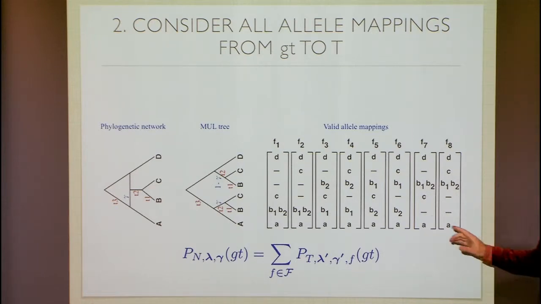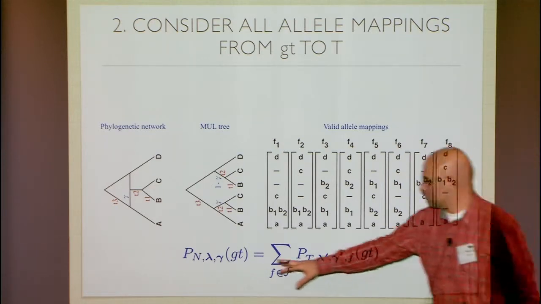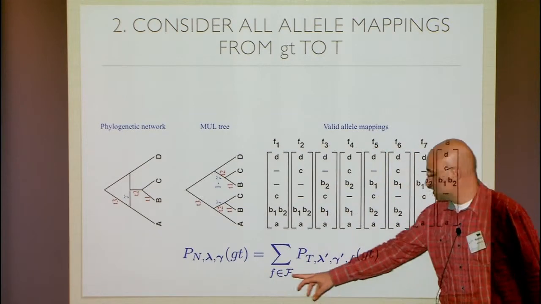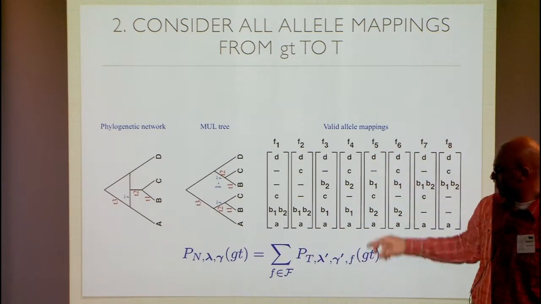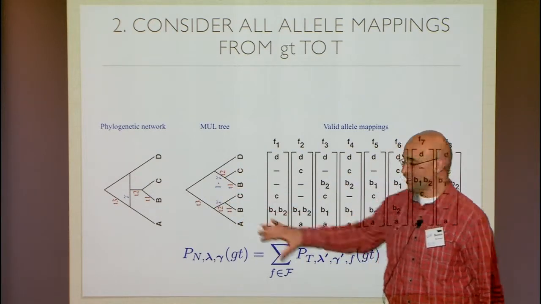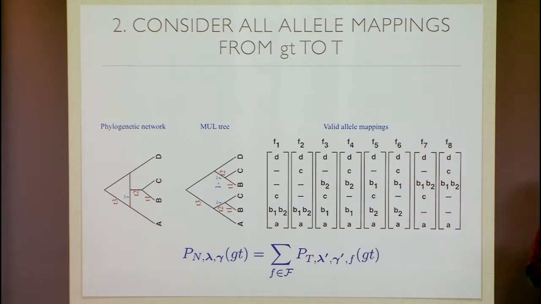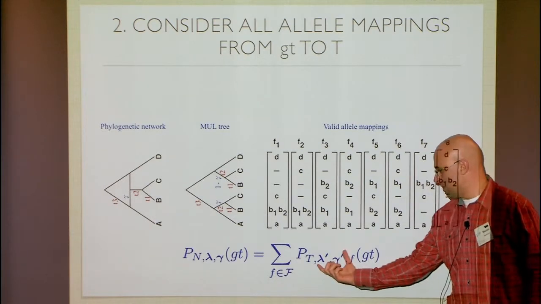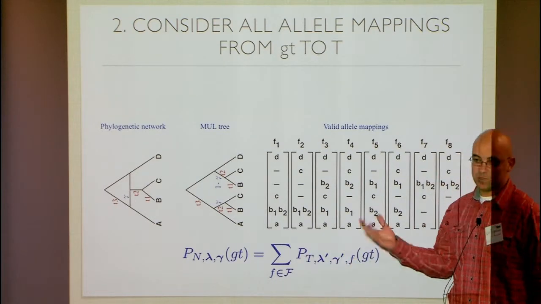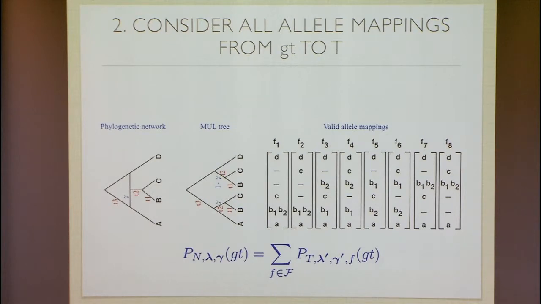Now the nice thing about it is that the probability of a gene tree given the network is now the summation over these allele mappings of the probability of a gene tree given this MUL-TREE. Now, I showed a formula earlier with the probability of a gene tree given a species tree. We had to tweak that. It turned out to be a bit of a challenge, but we had to tweak it so that this probability now applies. Now why did we have to tweak it?